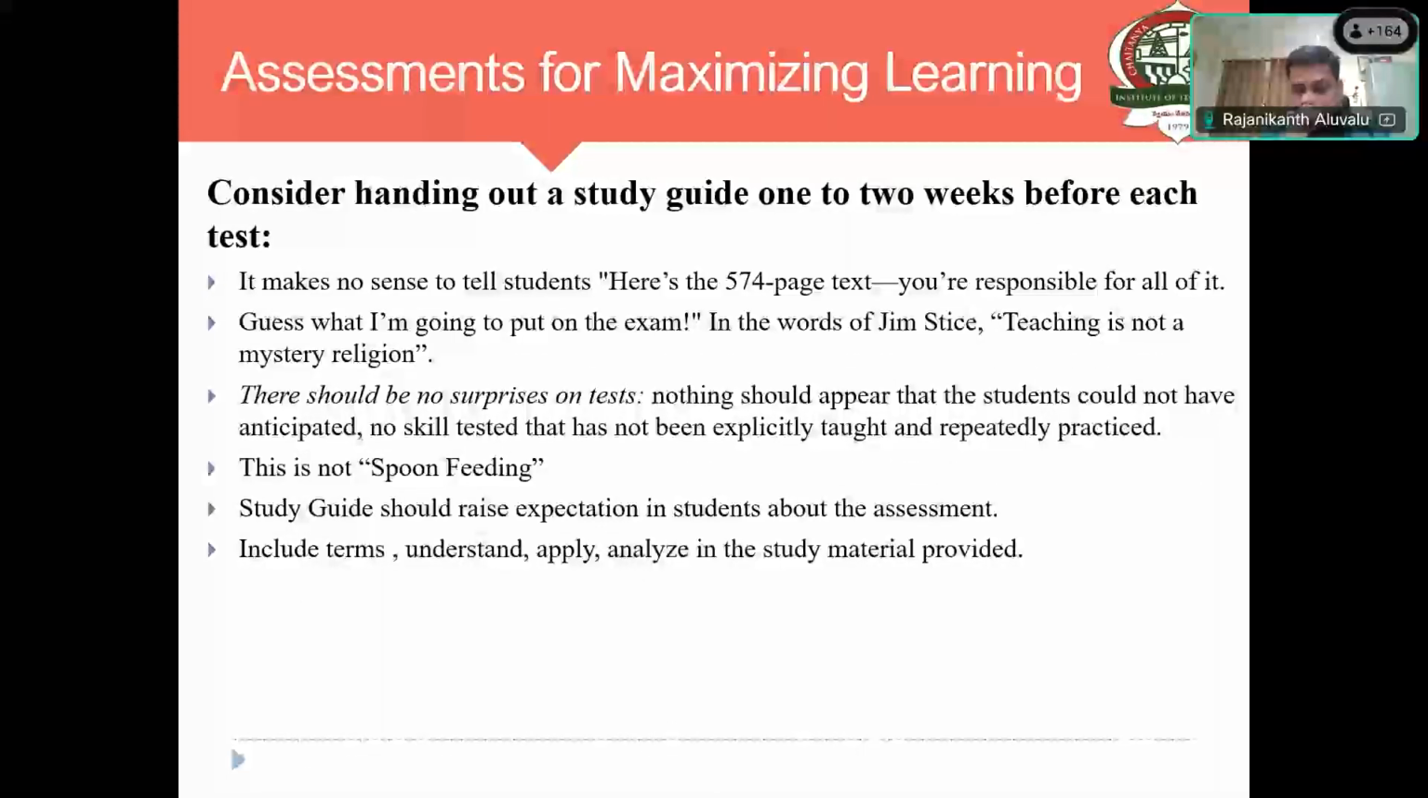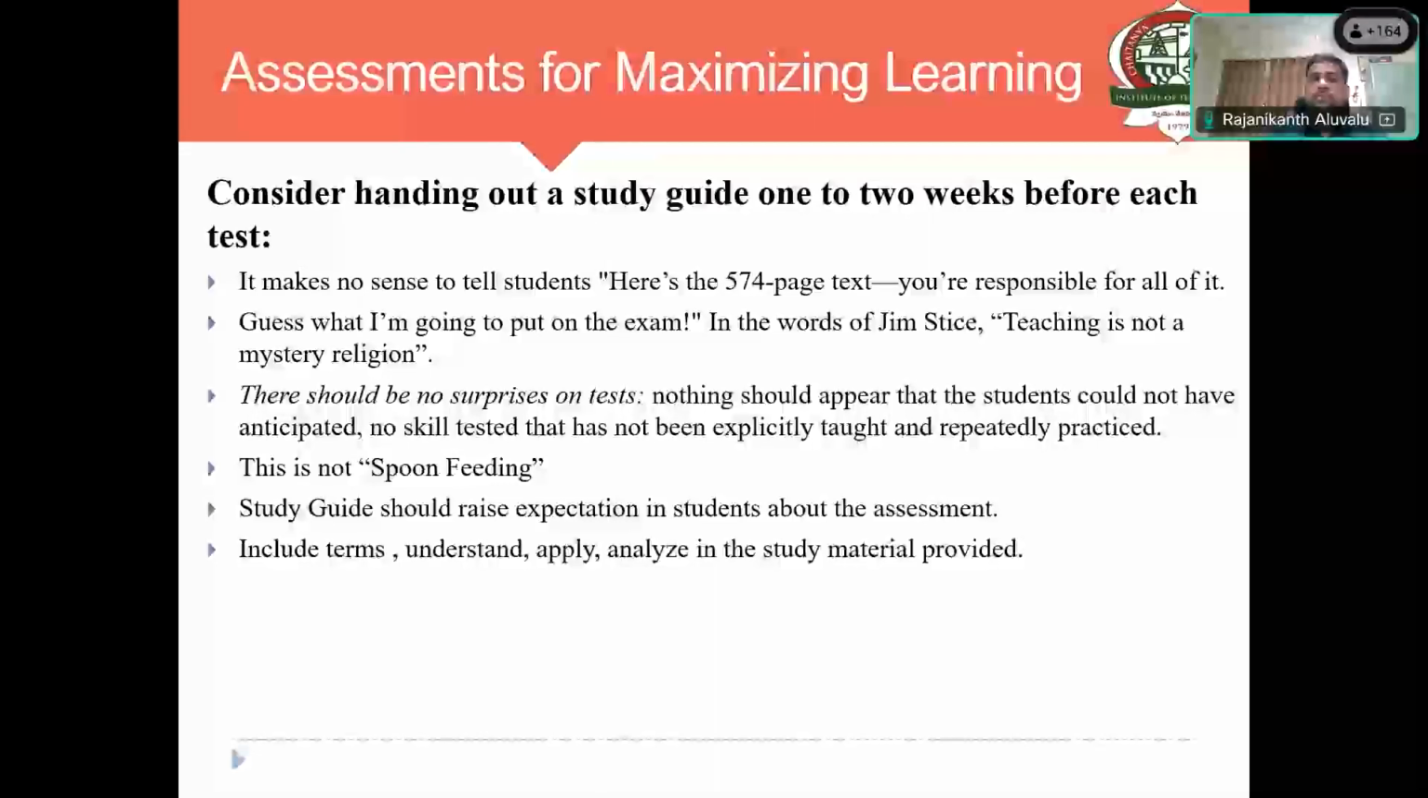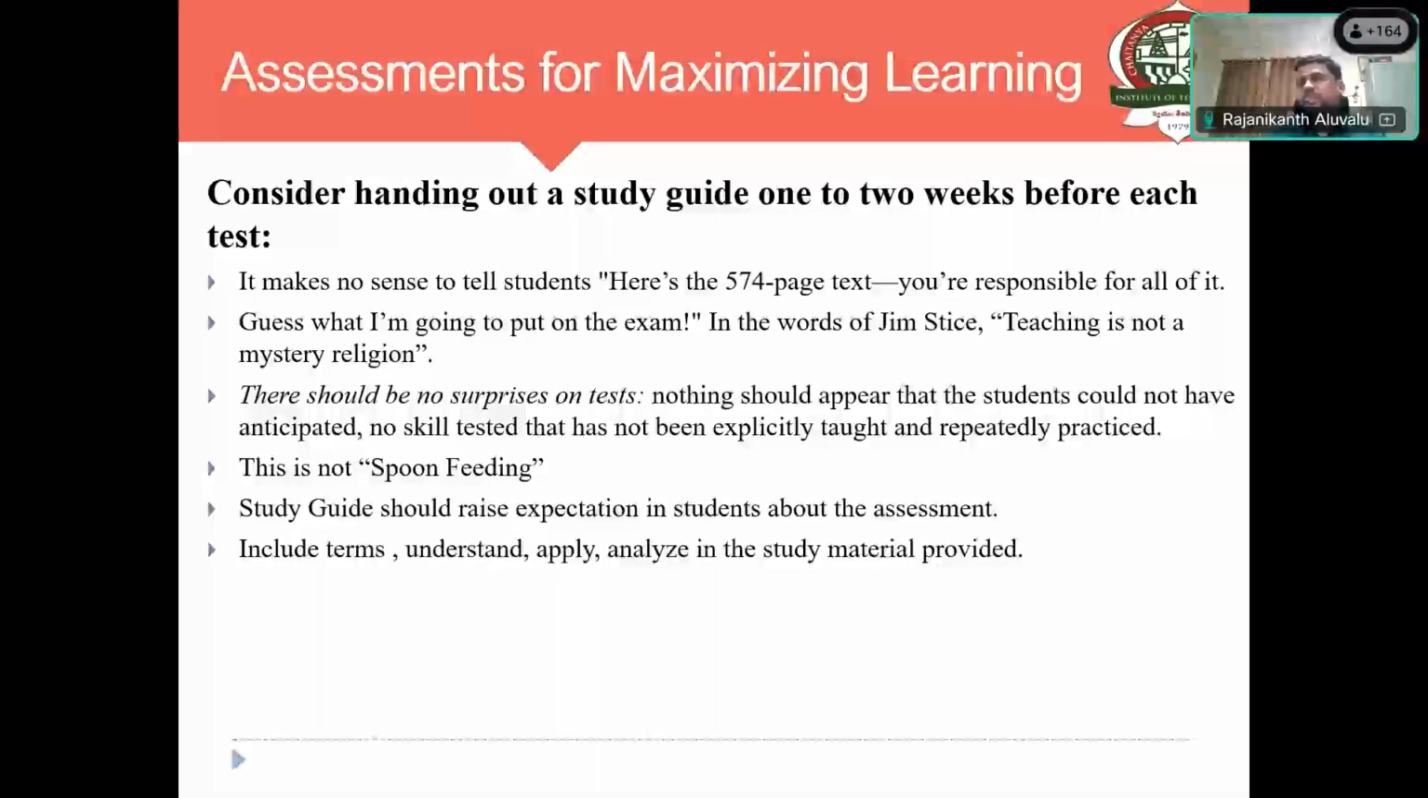The next important aspect is always consider handing out a student guide or a study guide one or two weeks before each test. Just the practice look at. We give material one or two days before and we ask the student to come for an examination. And of course, the student fails to learn your handout.